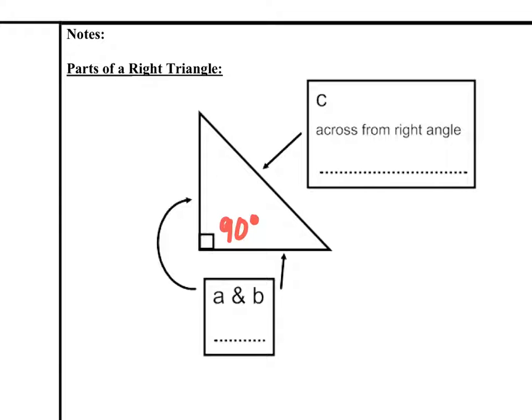Next part, we already talked about the sides that touch the right angle, the two shorter sides. Could someone remind me, what are those called? What do we call them? Olivia? Thank you for raising your hand. Yeah, it is the legs of the triangle.